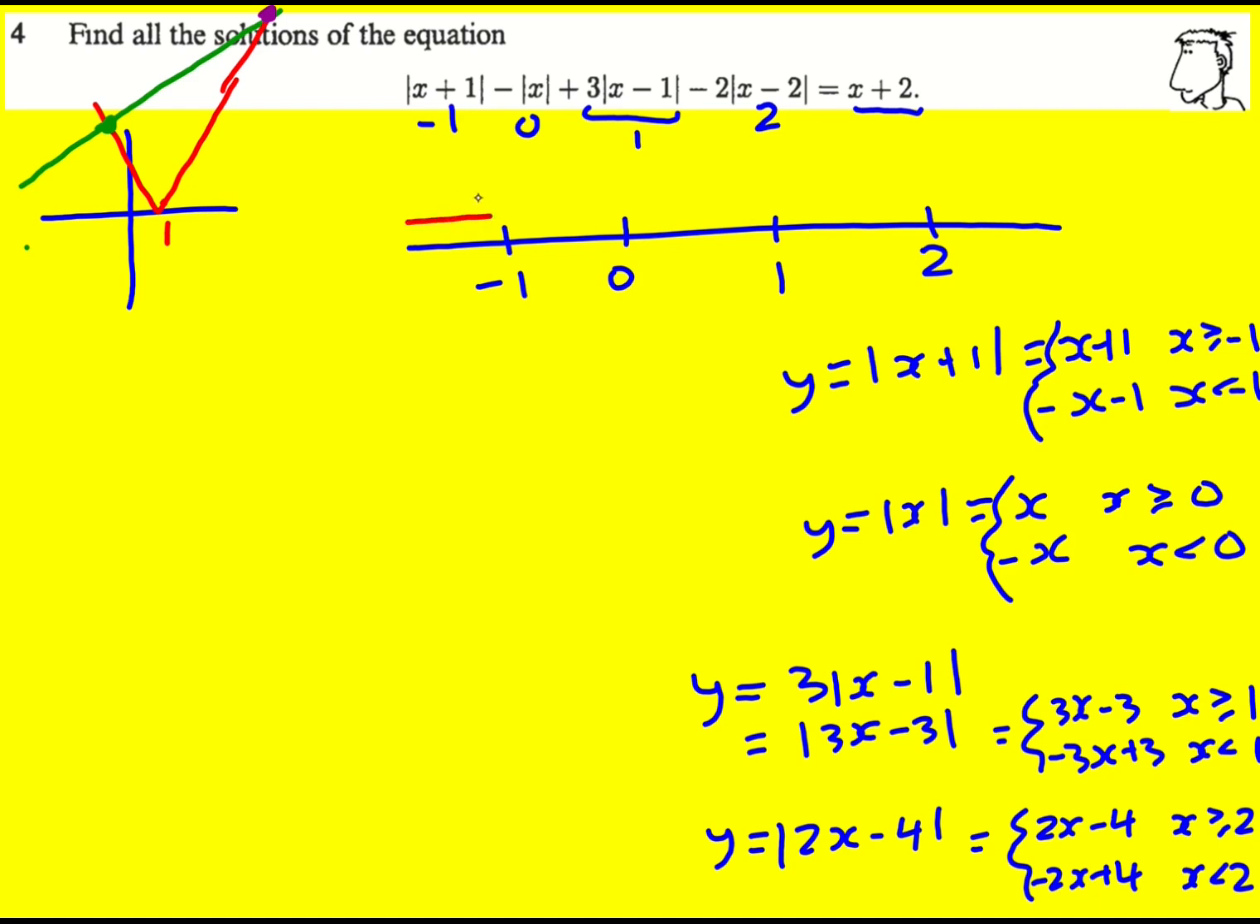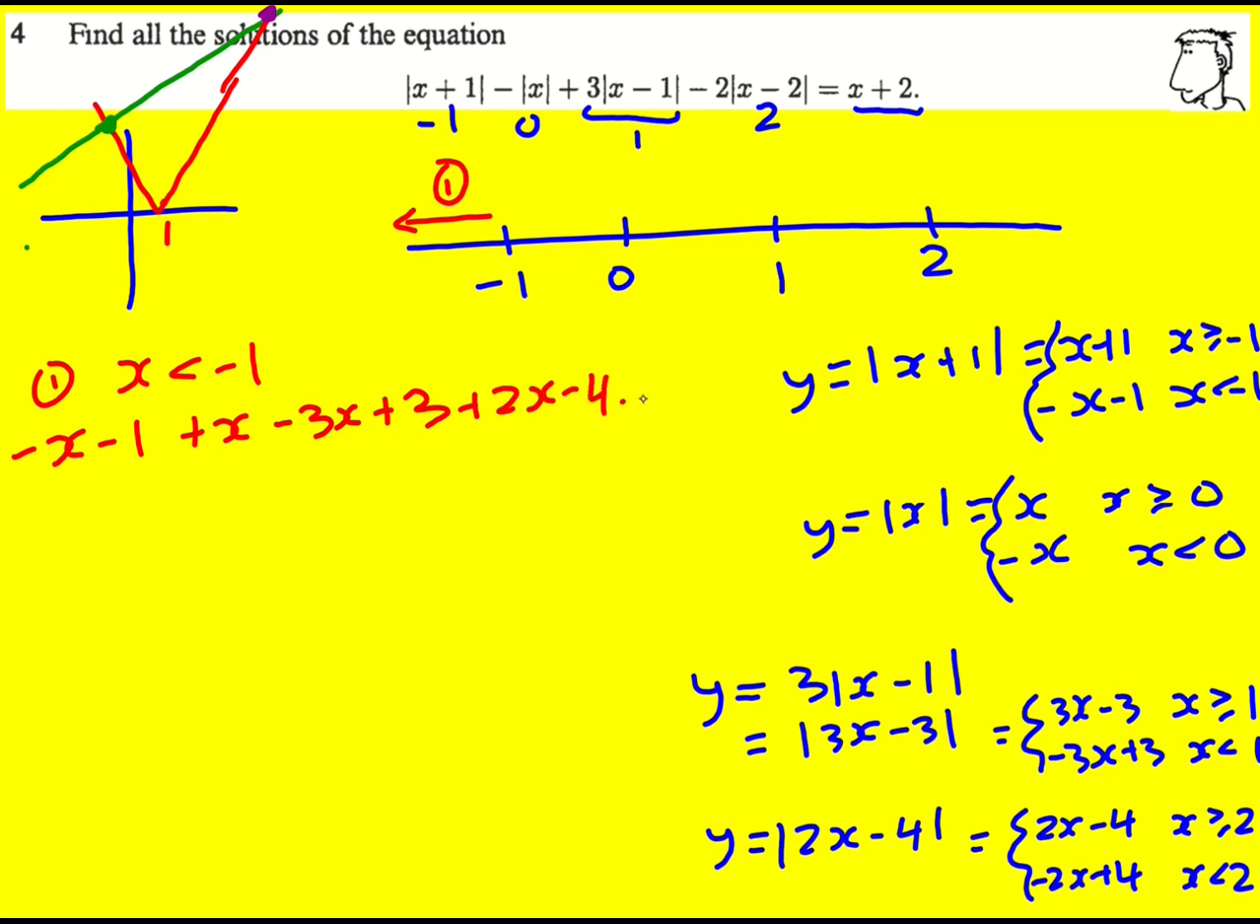So now we're going to deal with each interval in turn and see what solutions we get. So first up, interval number 1 is going to be x is less than -1. In this case, the modulus is kicking in for all of them. So I'm going to get minus x minus 1, and then I'm minusing minus x, so it becomes plus x. Then it will be minus 3x plus 3. And finally, I'm minusing the minus 2x plus 4, so it will return to being plus 2x minus 4. And that is going to equal x plus 2.